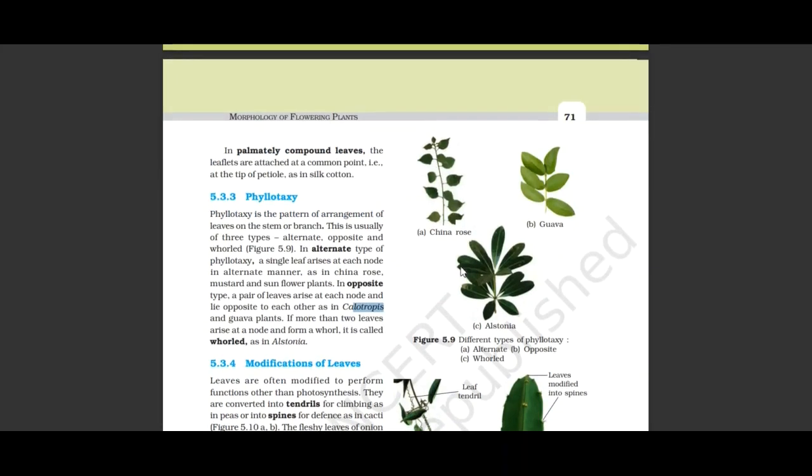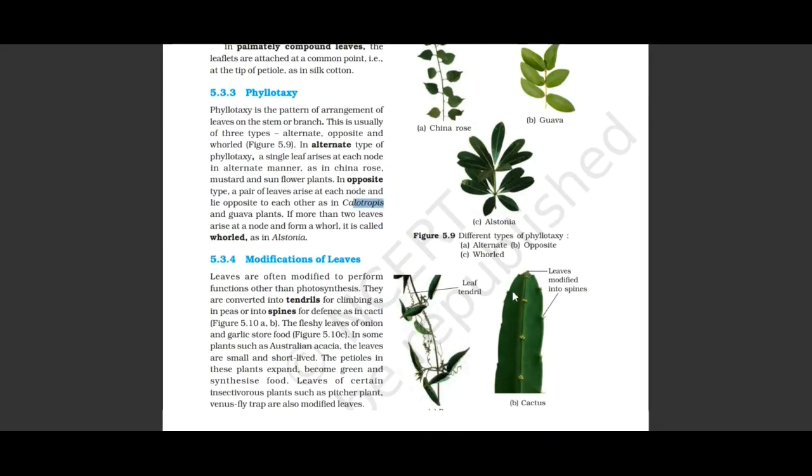Let us see the pictures. First, we will see the alternate phyllotaxy as in China rose. Second, opposite, guava. And third, whorled, Alstonia.